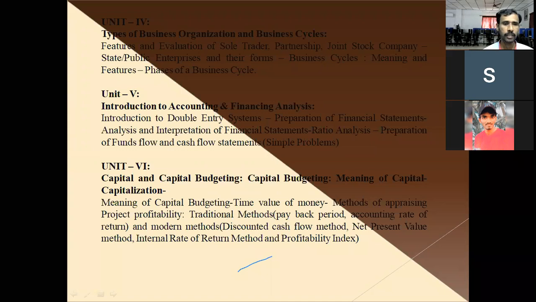In this traditional method, we have 2 methods here. One is payback period method, and another one is accounting rate of return. And under modern method, you can see 3 methods: net present value method, internal rate of return, and profitability index. So these are different methods of capital budgeting. And again, this unit is also a problematic unit.